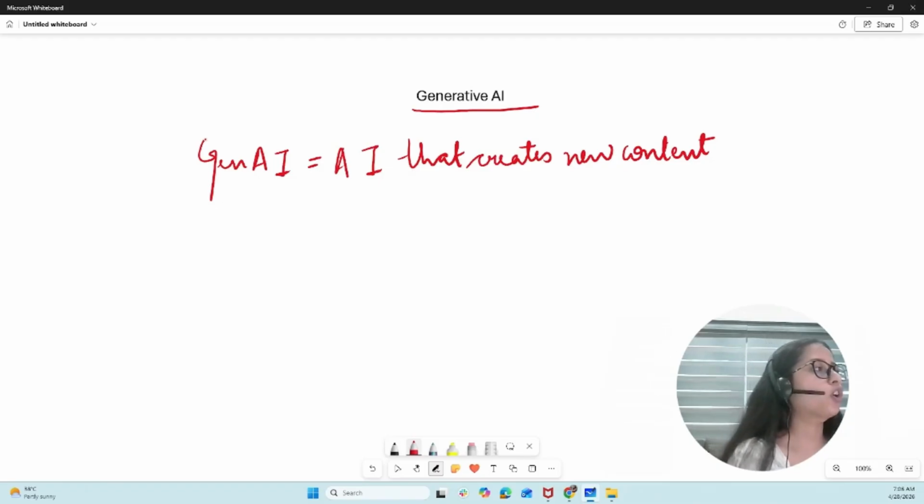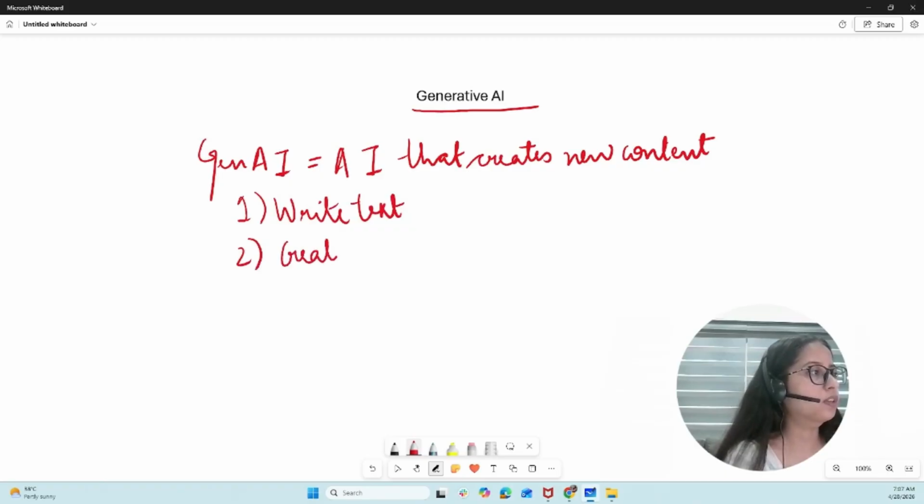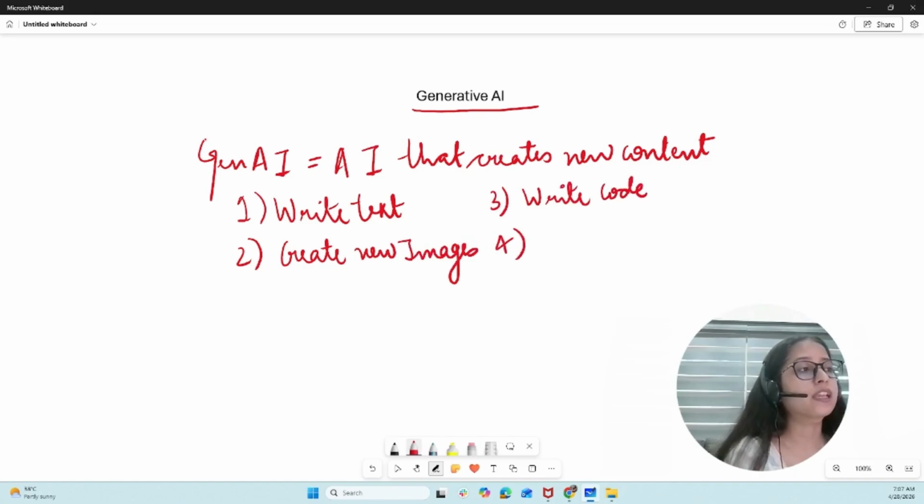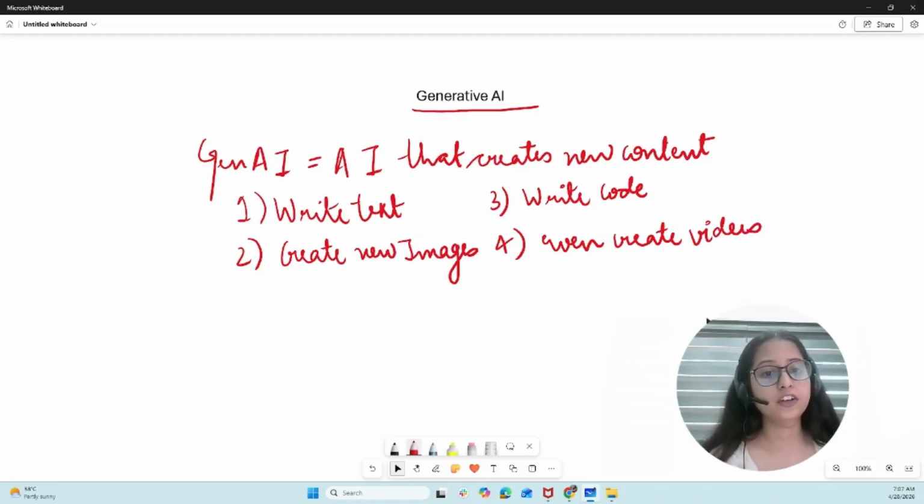For example, what all new things can it create? First, it can write text for us. Second, it can create new images for you. What else can it do? It can write code, right? And the fourth thing, it can even create new videos for us, right? This is all that Gen AI can do.